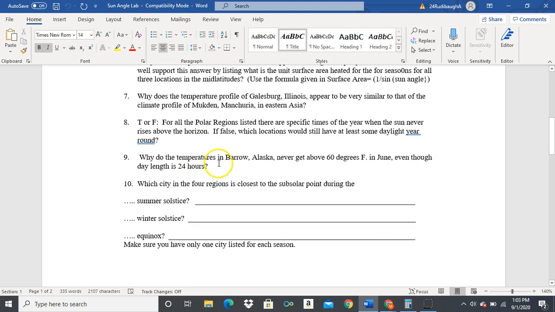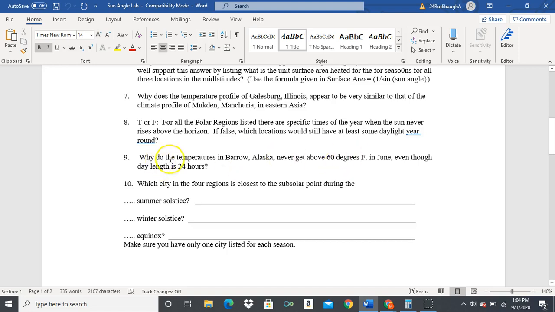Question 9, why would temperatures in Barrow, Alaska might not ever get above 60 degrees Fahrenheit, even though we know near above the Arctic Circle they get 24 hours of daylight? So the key here to understand this is have you really caught on to the power of the sun angle to control the power of the radiation? That really will come from understanding questions 4 and 6.